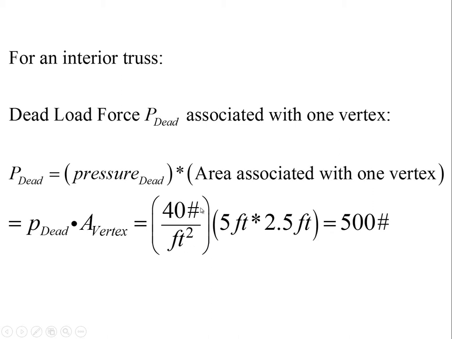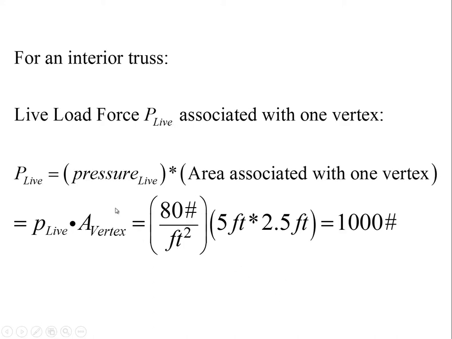This 40 pounds a square foot is the weight of the concrete and composite action floor slab. So this is not typical of residential. This would be typical of a commercial situation. All right, for an interior truss, we're going to deal with live load, P sub live, which is equal to the area distributed live load, or the pressure of the live load, times the associated area, the area that's associated with that one vertex.